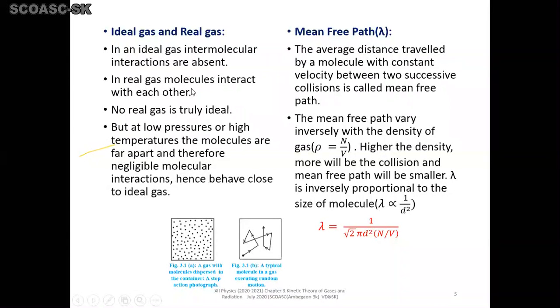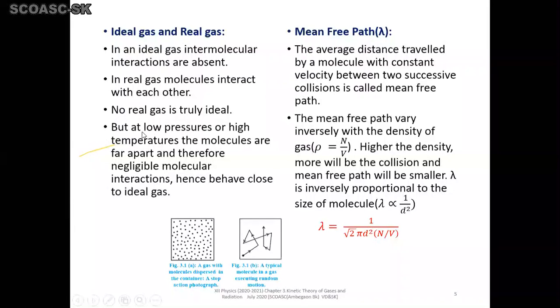And in a real gas, the intermolecular forces of attraction are present, right? We know that they are very, very small in comparison to solids, but they are there. And in real gases, we consider that the molecules are interacting with each other, and in an ideal gas, we are considering that they are absolutely not available. Now, no real gas is truly ideal.